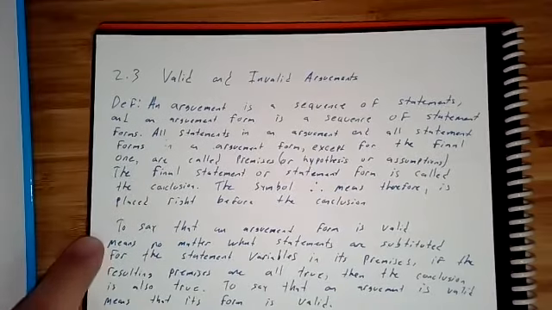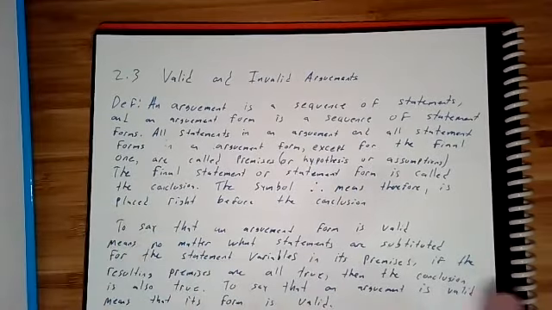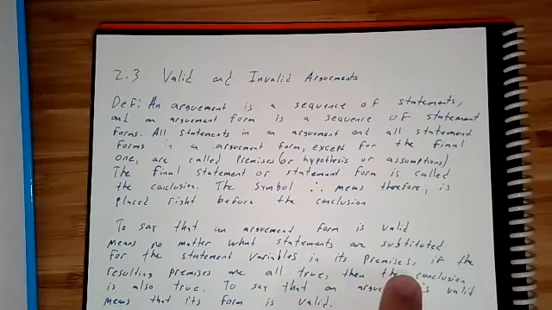Now continue the definition here. To say that an argument form is valid means that no matter what statements are substituted for the statement variables in its premises, if the resulting premises are all true, then the conclusion is also true. So to say that an argument is valid means that its form is valid. And we'll do an example in just a moment.